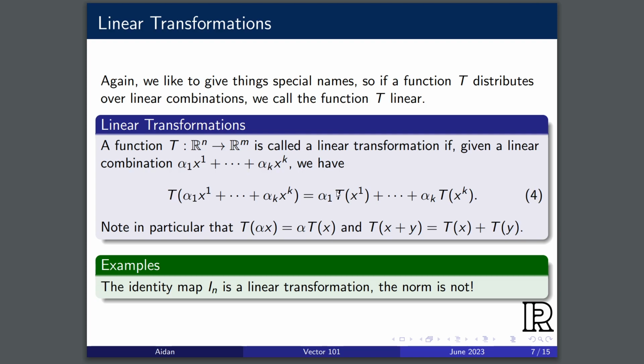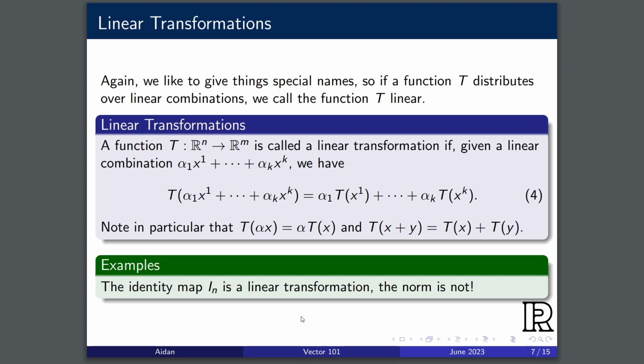So the T basically distributes over this sum. So in particular, if you have T of alpha times x, then it's just alpha times T of x. And if you have T of x plus y, it's just T of x plus T of y. And you can show if you want that the identity map is linear. And the way you show that is basically just that, T of x1 is just x1, and T of this whole sum is just the whole sum. And so you can show these two sides are equal. But the norm is not linear.